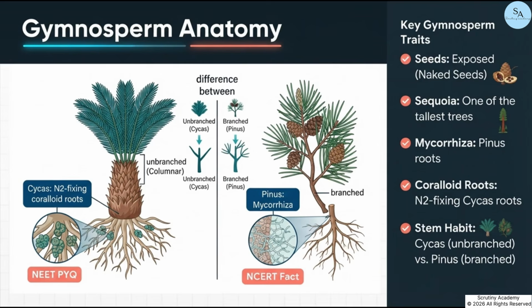But the examiner's absolute favorite questions revolve around their roots and stems. You must know the symbiotic associations. Pinus roots partner up with fungi to form mycorrhiza, while Cycas has these specialized coralloid roots that host nitrogen-fixing cyanobacteria. Also remember their stem architecture. Cycas is unbranched, whereas Pinus is branched.